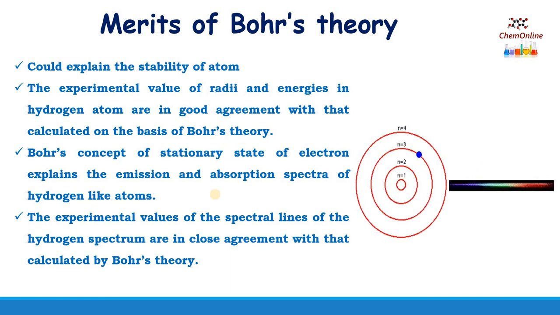Bohr's theory could explain the emission and absorption spectra of hydrogen-like atoms. Also, the experimental values of the spectral lines of the hydrogen spectrum are in close agreement with those calculated by Bohr's theory. Although Bohr's theory could explain the stability of the atom and the spectra of hydrogen-like atoms, it also has certain drawbacks. We will see about it in the next class.